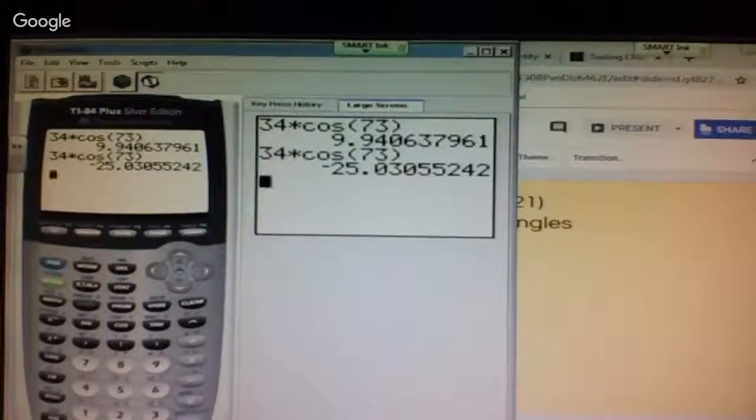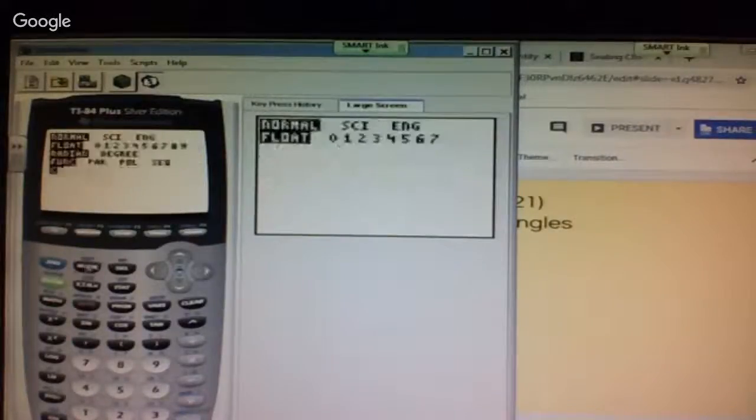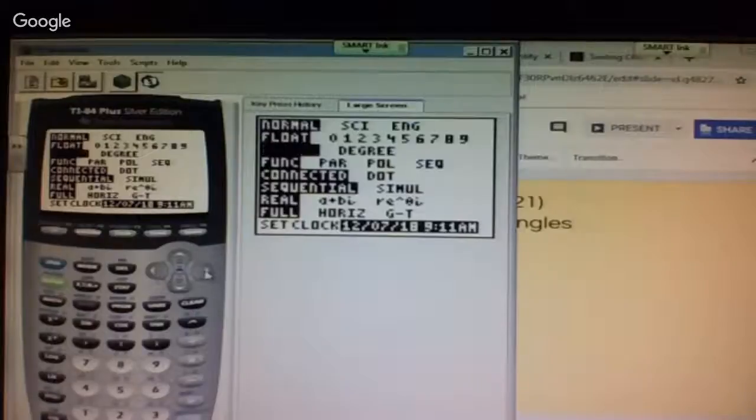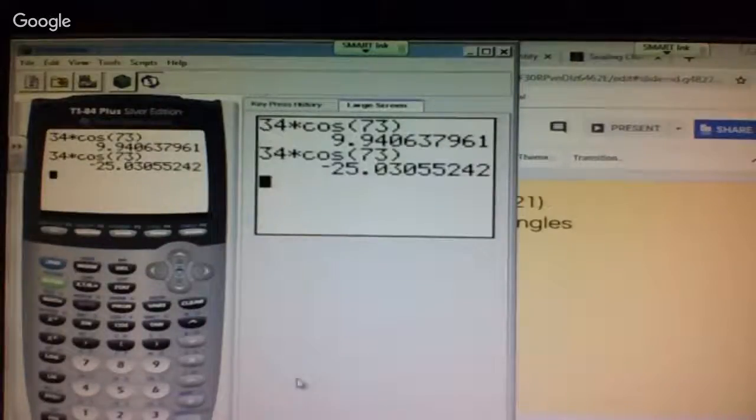So it's in radian mode right now, and this is what's going to tell you that something's wrong. So be very, very careful. You always want to make sure that that is in degree mode before you use it. You won't deal with radians until pre-calc. And yes, you will deal with radians in pre-calc.